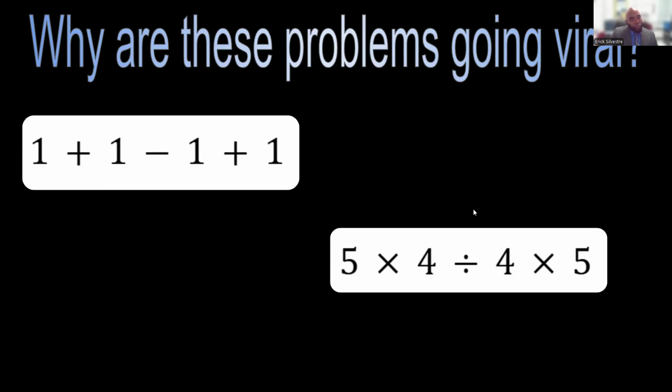All right. Take a look at these two problems. Problem number one gives you 1 plus 1 minus 1 plus 1. And problem number two tells you 5 times 4 divided by 4 times 5. Every time I see these problems go viral, I think to myself, we are doing a disservice to our students. We need to make sure that it's very clear from the beginning how the order of operations works.